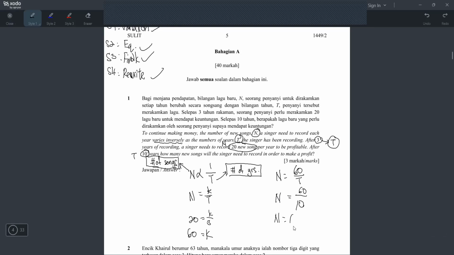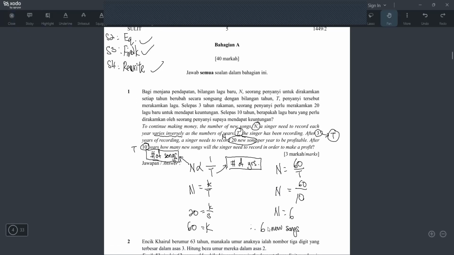So now you get N equals 6, right? So after 10 years, how many new songs? We can say it's 6 new songs, right? Of course, if you want to write a little more completely, you can write: after 10 years, the singer needs to record 6 new songs in order to make a profit. If you want to write it incomplete during the exam, you can, but if you want to write it fully, you can write it like that.